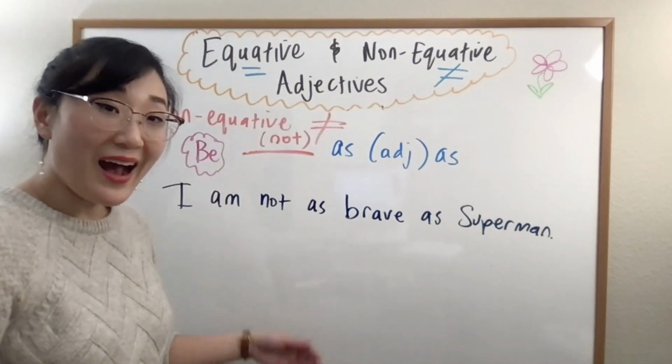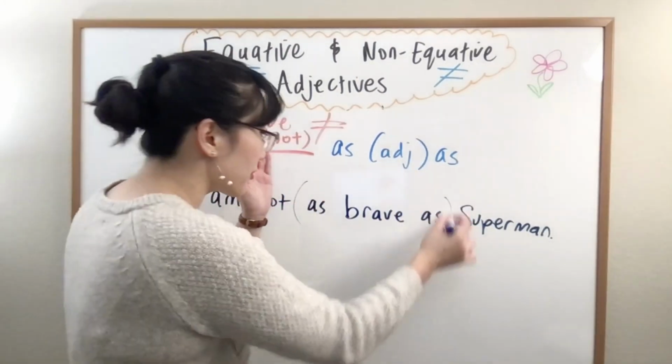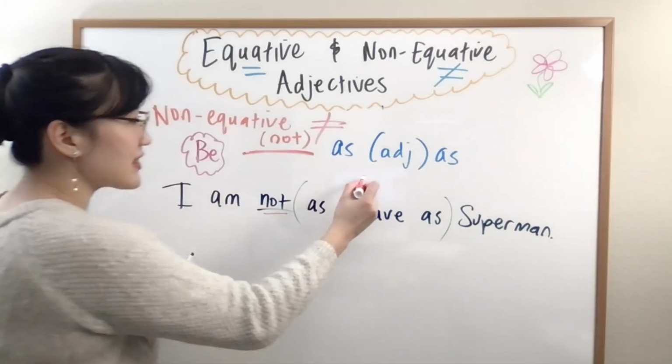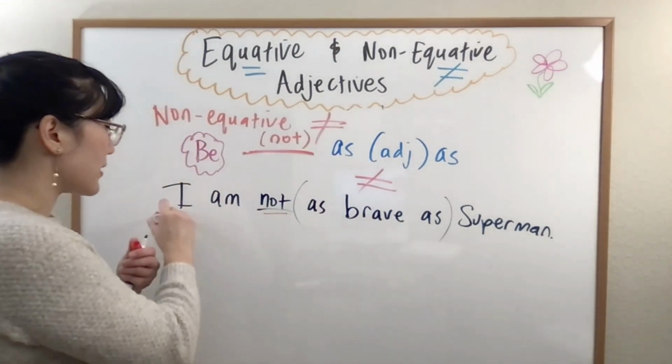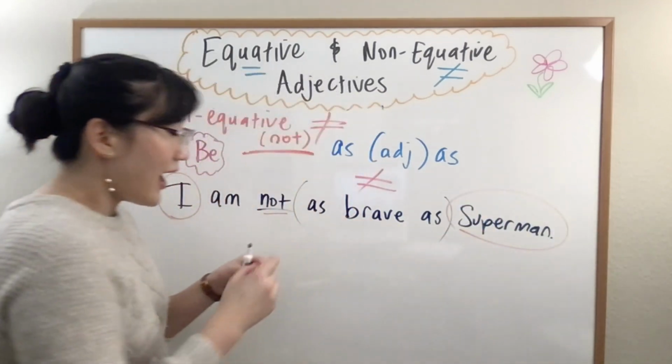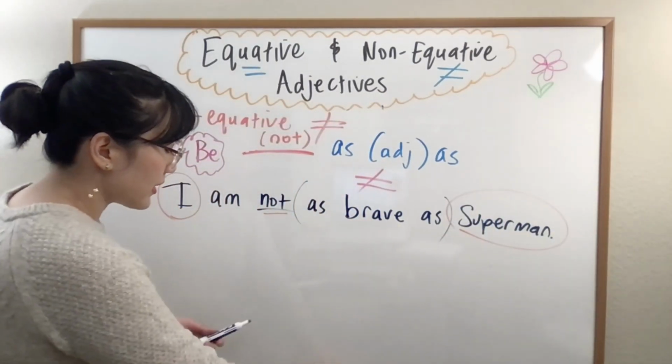Right? I am not as brave as. This is my negative, right? My negative. So this is saying that I am not equal to Superman. I am comparing myself and Superman. I am not as brave as Superman.